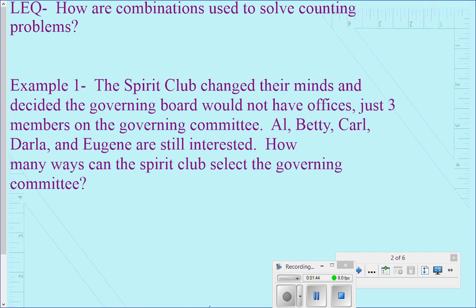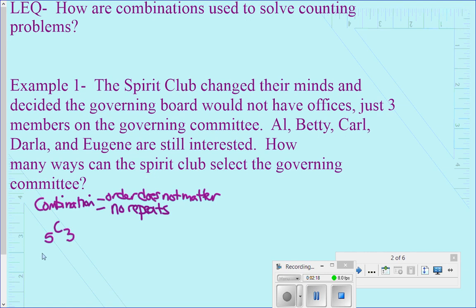Okay, so then for class, we used pretty much the same problem, except for now they're just on a committee and they're not in specific offices, which means that this is what we call a combination. The order does not matter. With a combination, the order does not matter, but also still no repeats are allowed. Remember, with permutation, no repeats were allowed. Same thing with combination, no repeats are allowed. So if those two things are true, then it's a combination. So what we're going to do is calculate 5C3.